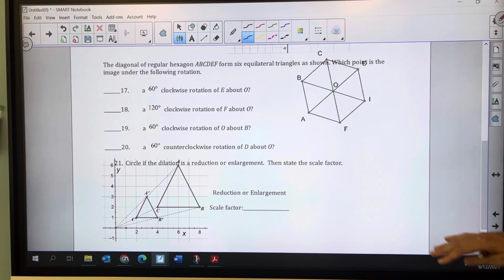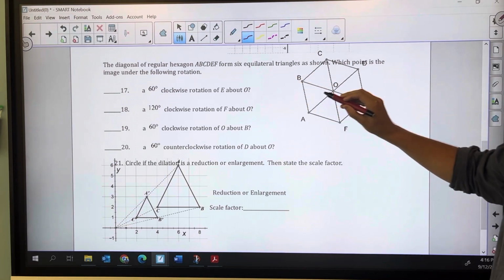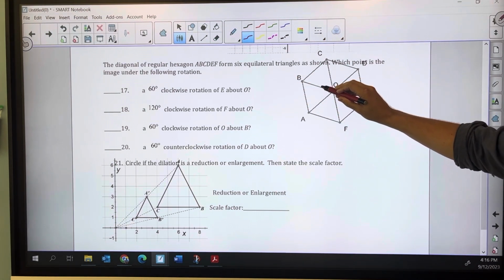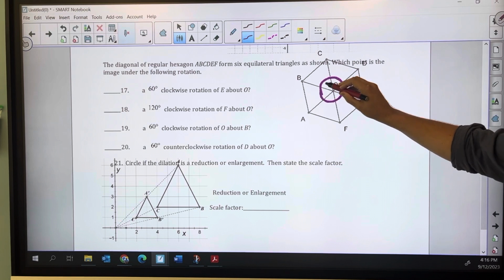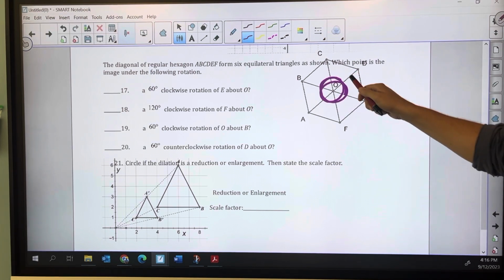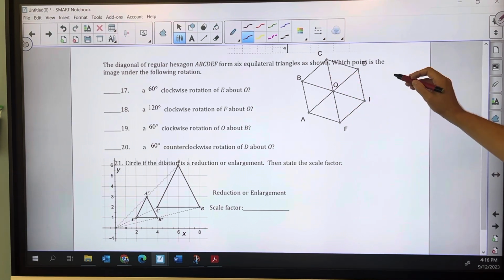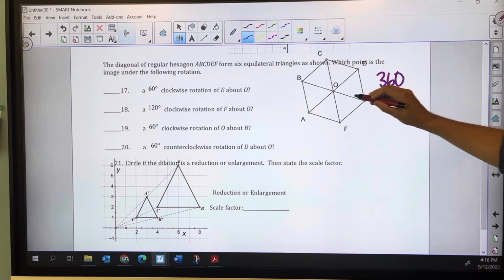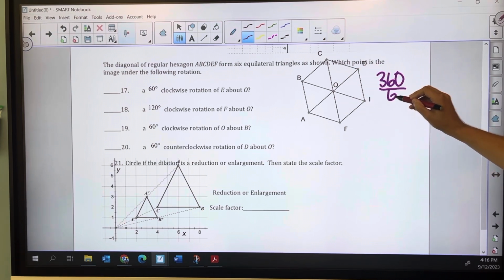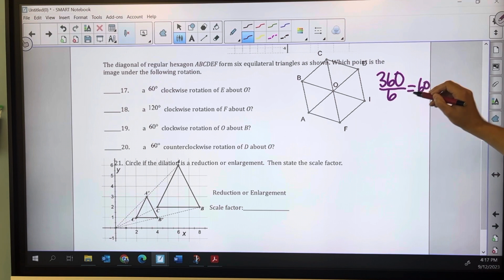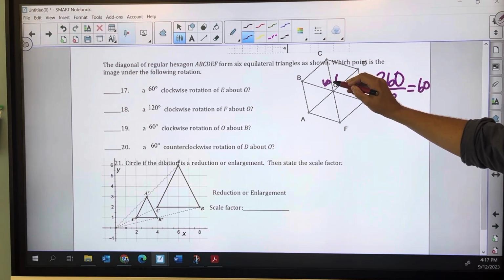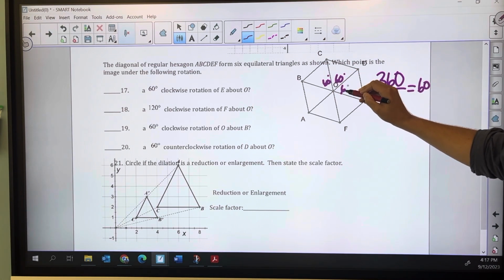We've got a regular hexagon forming 6 equilateral triangles. Since I know there's 6 triangles in the center of this circle right here, I know that each of those triangles, so 360 would get me all the way around that circle, divided by 6, is going to be 60. So each of these angles is 60 degrees.